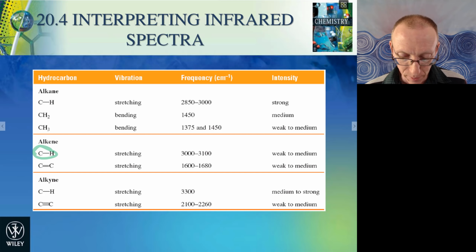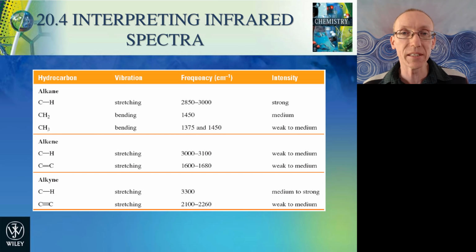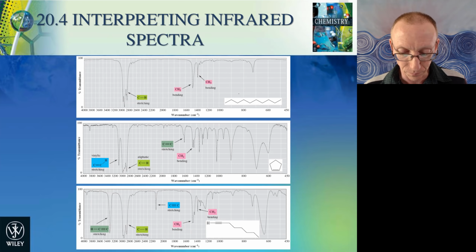Alkenes, the CHs will be at the higher frequency end, 3000 to 3100, weak to medium, whereas the CC double bond will be 1600 to 1680. Alkynes, the CH will be higher frequency again, and the CC triple bond would be in this really diagnostic 2100 to 2260 region. So this is a lot of numbers, but let's have a look at some examples to try and put it into place.